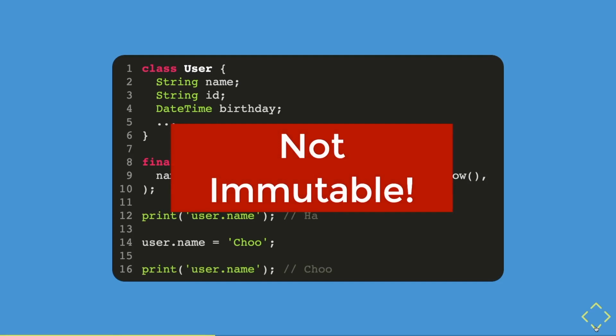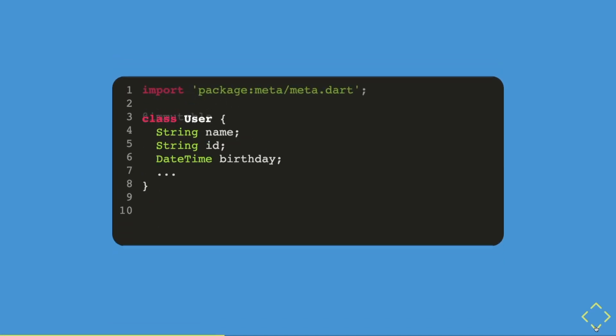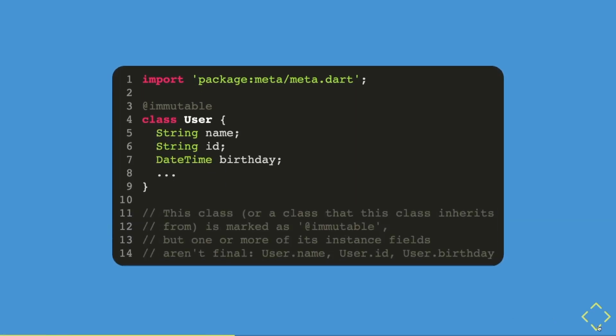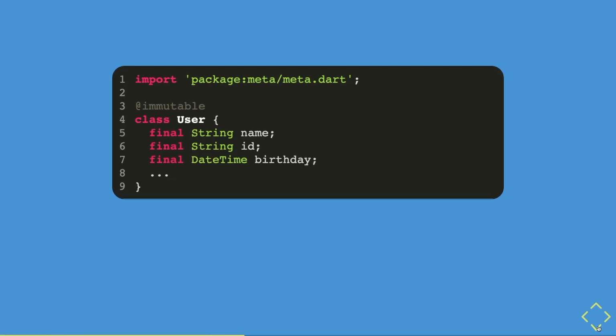How do we then make this class immutable? Well, you write the word immutable, literally. There is this annotation called @immutable, which does not make your class immutable, but it gives you hints on what to change to make the class immutable. And there will be a warning that says this class is marked as immutable, but one or more of its instance fields are not final: the username, ID, and birthday. So if you put the final keyword on them, you see the warning message disappears. And this might explain why you create class objects with final fields. The reason?